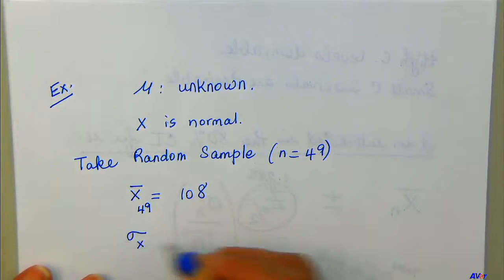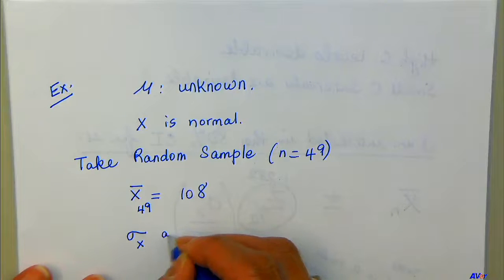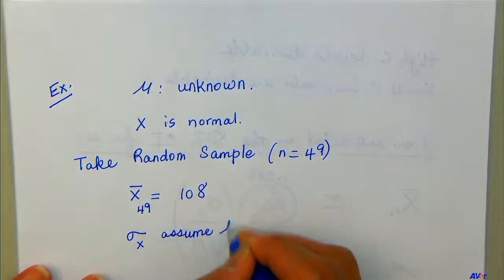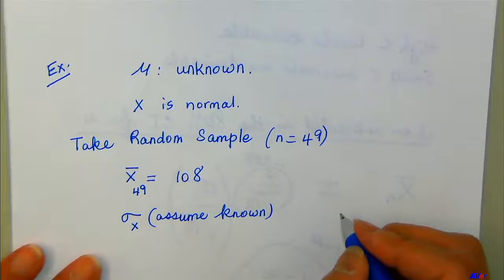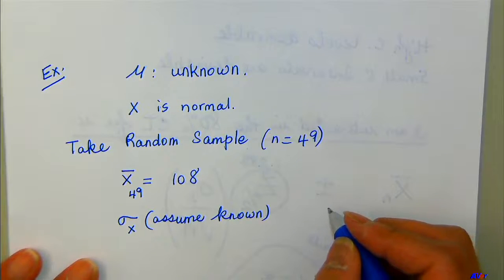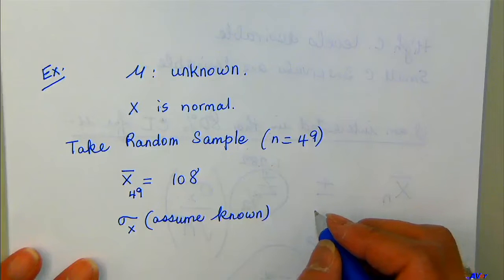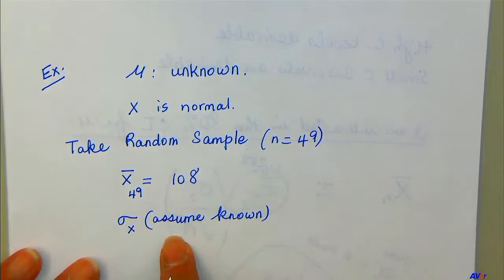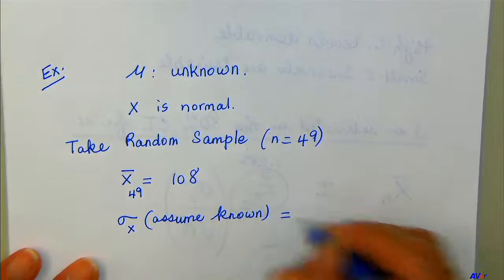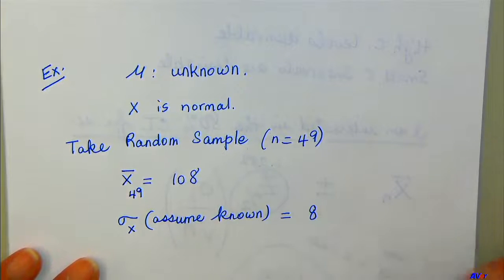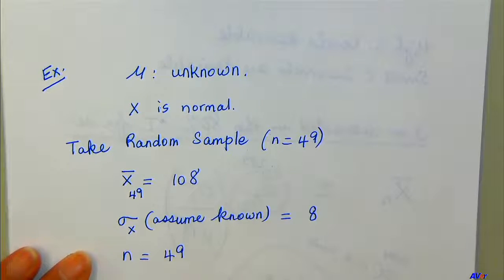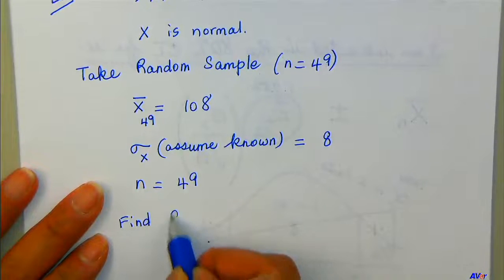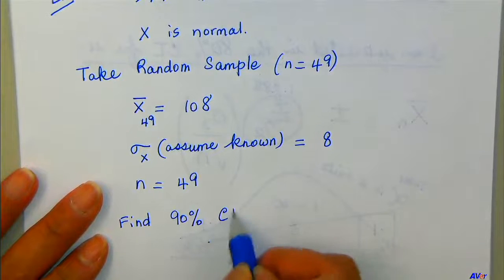Sigma x, assume that this is known. Assume that it's known ahead of time. It's an artificial assumption that sigma be known. I'll explain to you why in a minute. Sigma x, assume that it is known, is equal to 8. And n is equal to 49. The question says, find a 90% CI for mu.